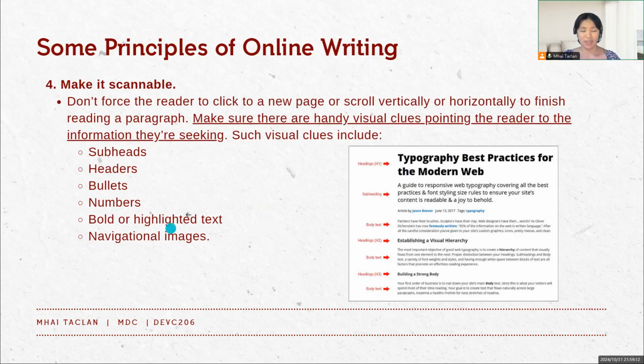The next one is actually related to the shorter attention spans of people again. We need to make it scannable. You cannot force your reader to keep clicking and creating new tabs or having to scroll through so much text when reading something. We need to make sure that there are visual clues that would lead the reader straight to the information that they are looking for. Visual clues include subheads, headers, bullets, numbers, highlighted text, and navigational images such as arrows or cursors.